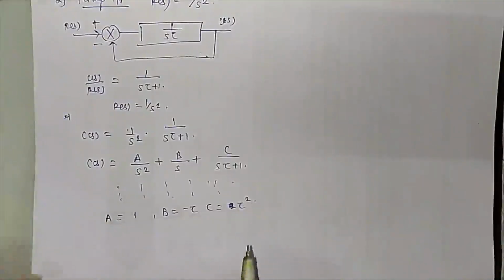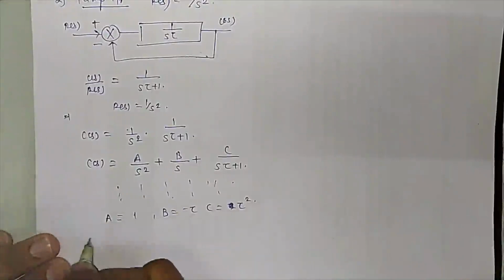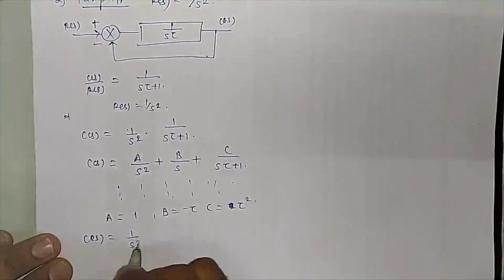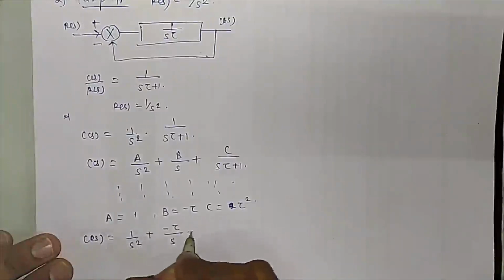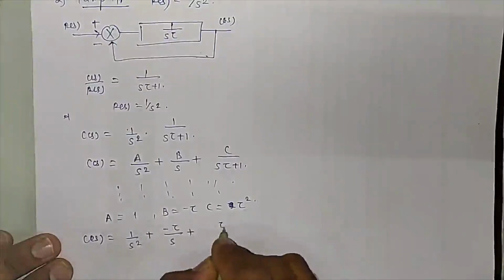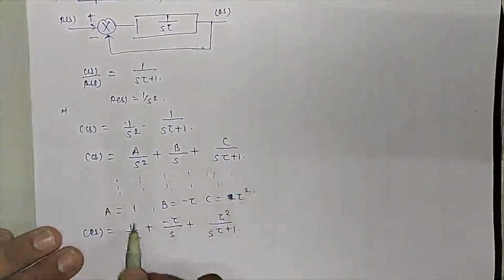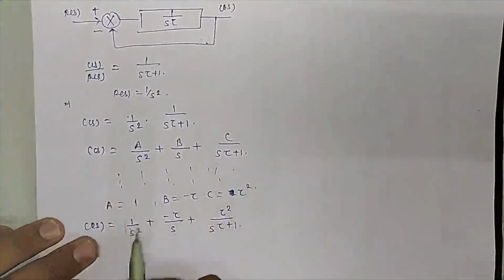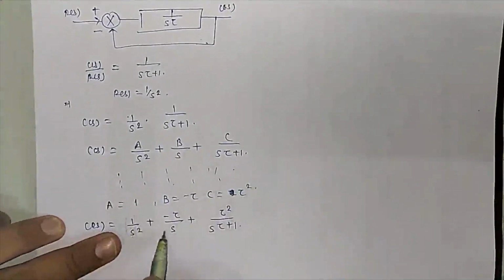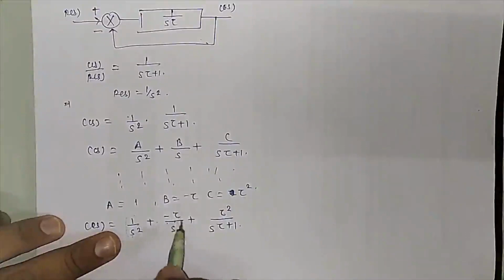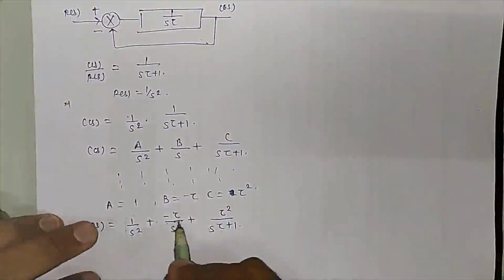Okay, C is equal to tau square. Now putting this value, C(s) is equal to A, that is nothing but 1 upon s square, plus B, minus tau upon s, plus C, that is nothing but tau square upon s tau plus 1. Okay, so here if I am taking the inverse Laplace, this will be t only. Over here it will be 1 upon s, tau into 1 upon s is nothing but tau.